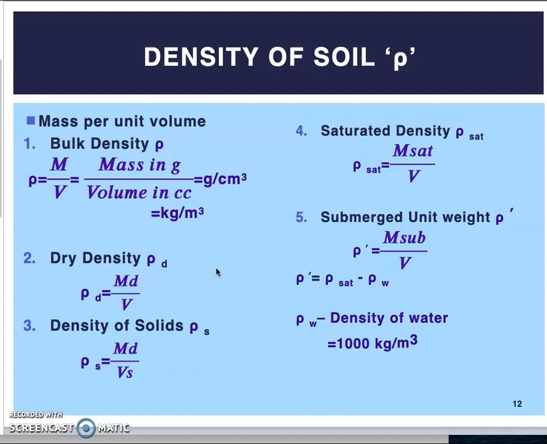That hollow pipe section is hammered into your soil, and once the soil fills that particular core, you remove that core and bring it to the lab. Volume of soil will be equal to volume of that pipe. So height into area, and then mass upon this volume will give you the density.